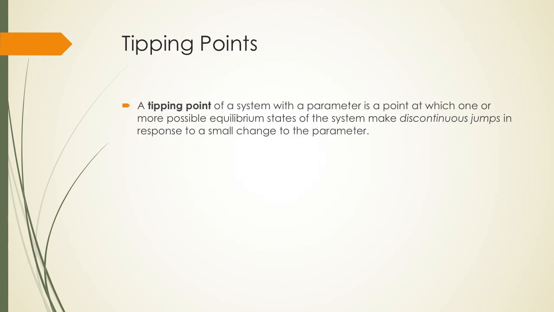Let's start with a definition. A tipping point of a system with a parameter is a point at which one or more possible equilibrium states of the system makes discontinuous jumps in response to a small change to the parameter.